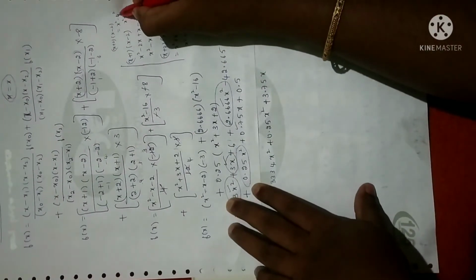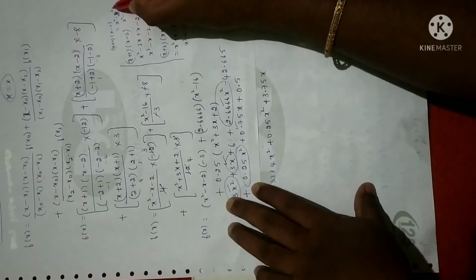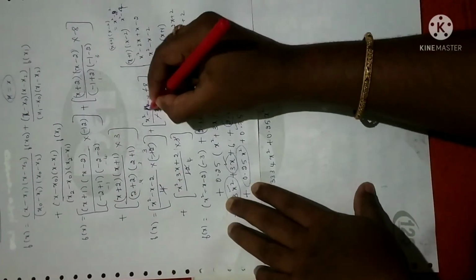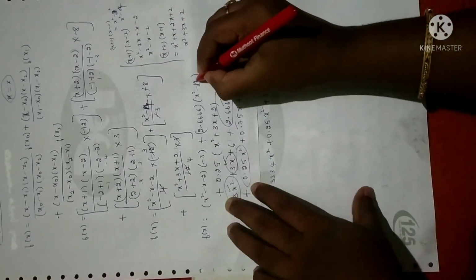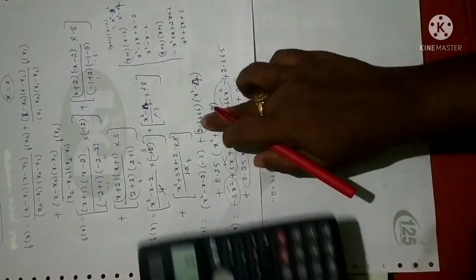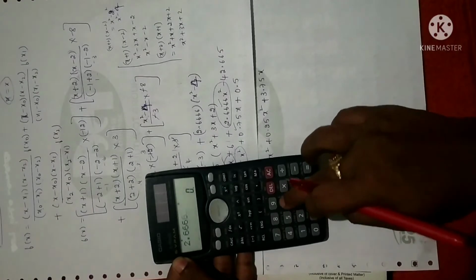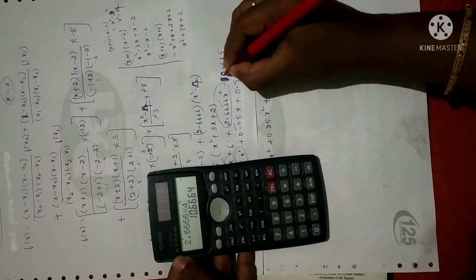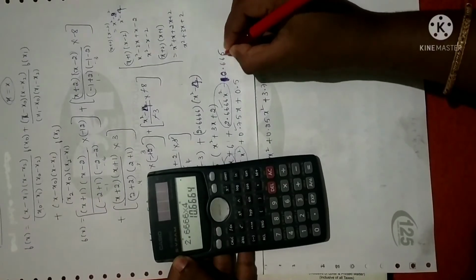In place of 2 I have written 4. So 2 square is 4. You just make a correction here. It is x square minus 4, I'm sorry. So x square minus 4 you will get. So when you multiply this, 2.666 into 4 will give you 10.6664.